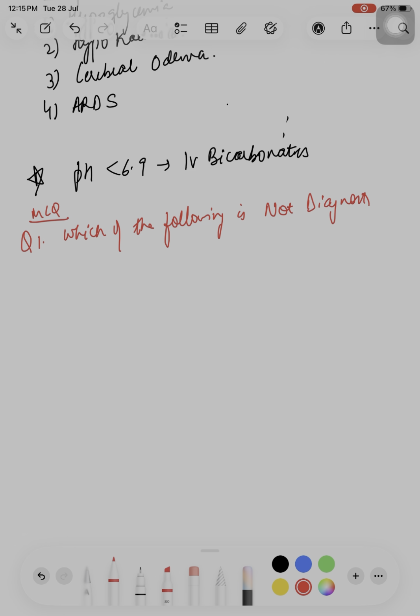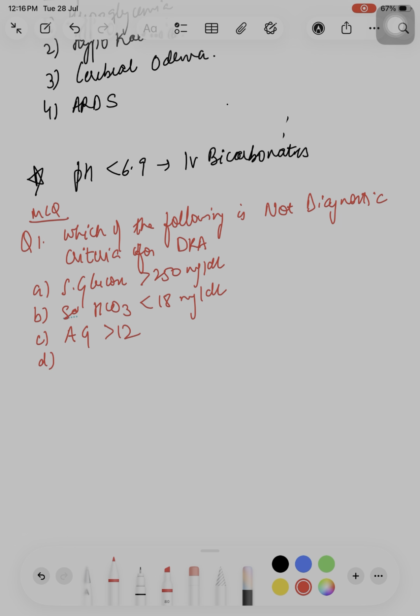So let's solve our MCQs. The first MCQ is, which of the following is not a diagnostic criterion for diabetic ketoacidosis? First option, serum glucose more than 250. It's a criterion. Second option, serum bicarbonate less than 18. Obviously, it's a criterion. Third, anion gap more than 12. It's a diagnostic criterion. Fourth, serum osmolality is not a diagnostic criterion for diabetic ketoacidosis.